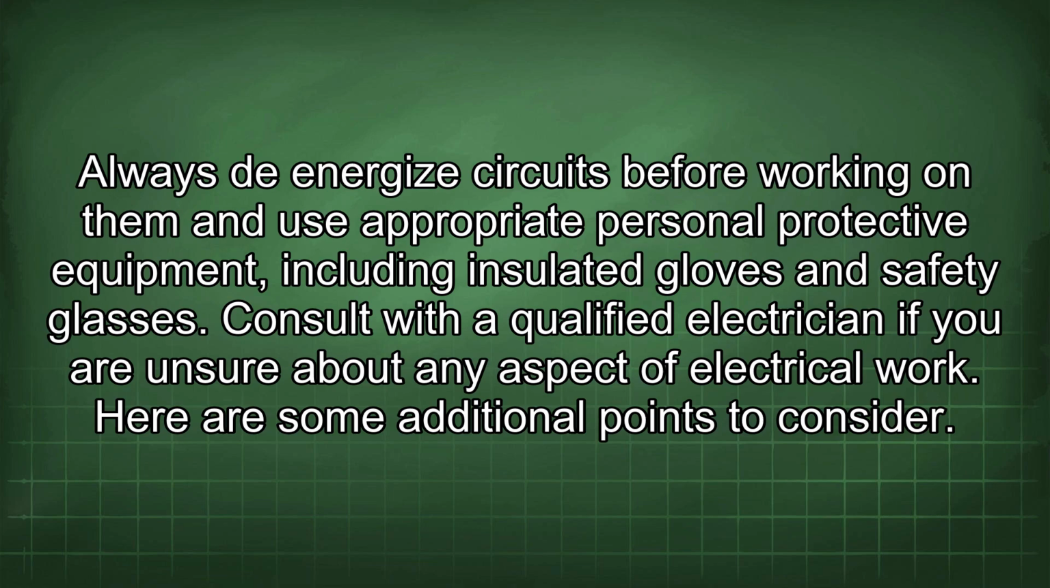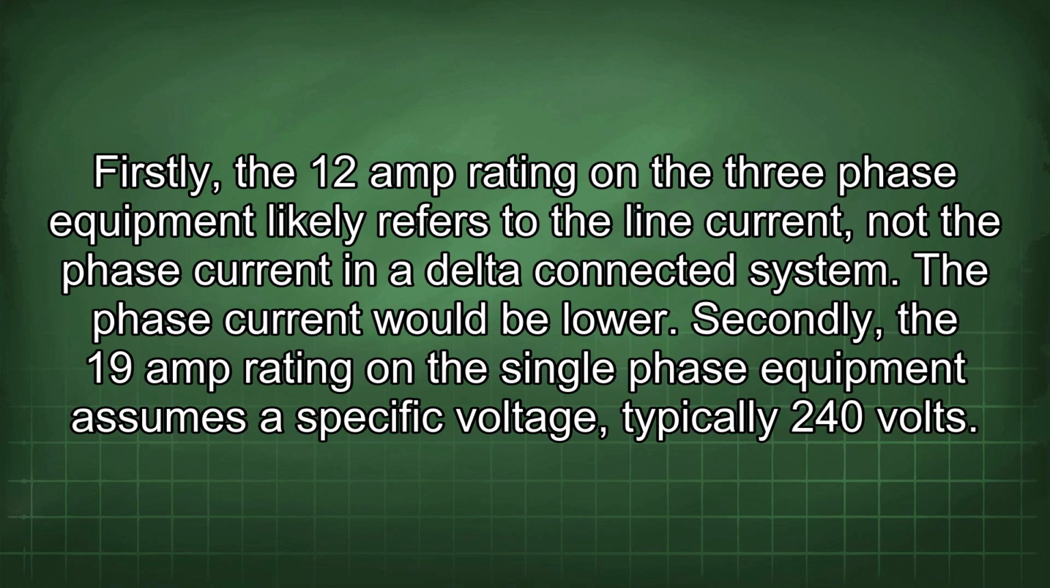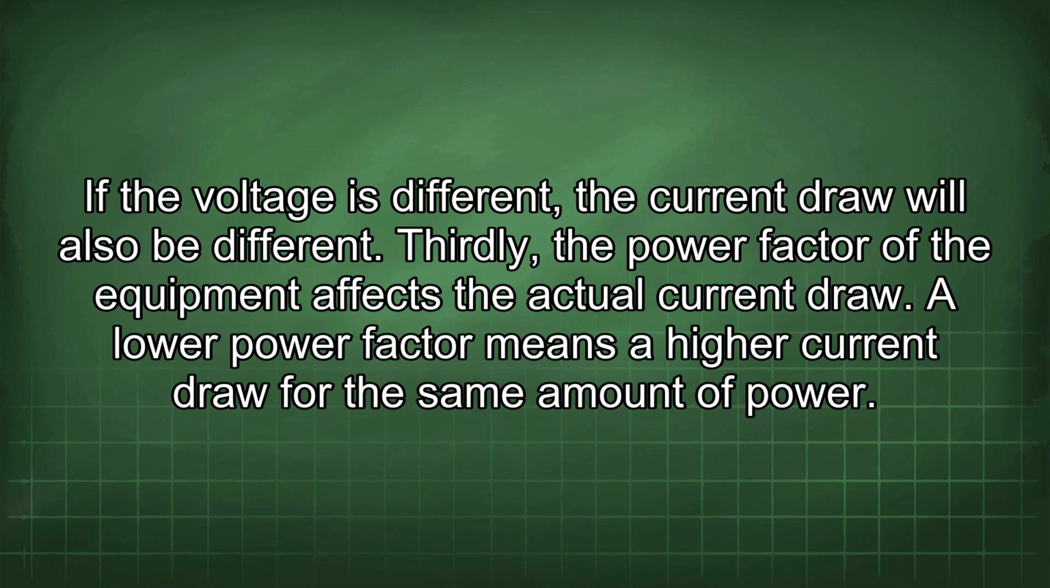Here are some additional points to consider. Firstly, the 12-amp rating on the three-phase equipment likely refers to the line current, not the phase current in a delta-connected system. The phase current would be lower. Secondly, the 19-amp rating on the single-phase equipment assumes a specific voltage, typically 240 volts. If the voltage is different, the current draw will also be different.